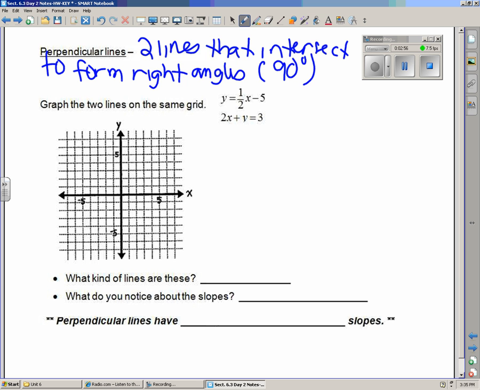Okay, so if we graph these two lines, I'm going to color code them again. You need to label these things or color code them or do something. When I graph this line, I'm going to begin at -5, and I'm going to go up 1 and over 2, up 1 and over 2, and there's my line in red. For my line in green, I need to manipulate this a little bit and get y equals -2x plus 3. So now here I'm going to begin at 3, and I'm going to go down 2 over 1, down 2 over 1, and there's my green line.